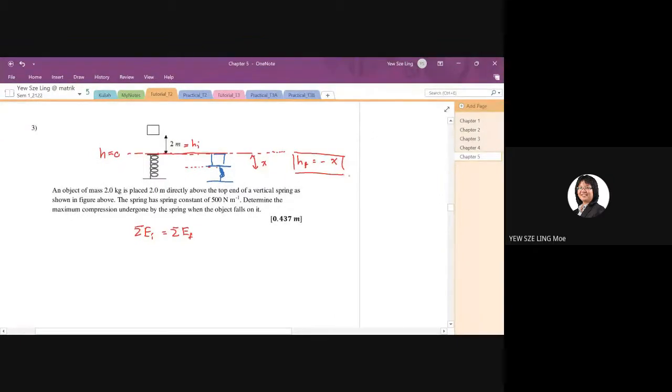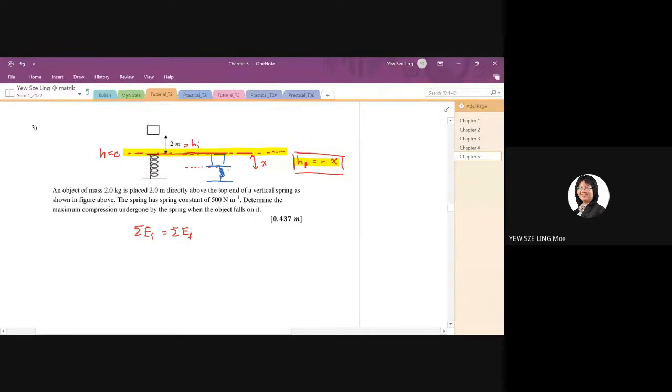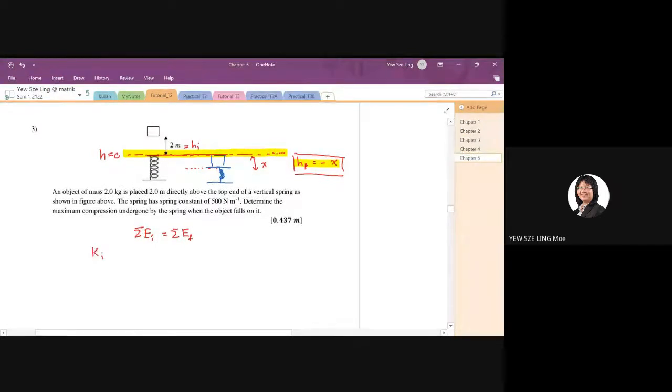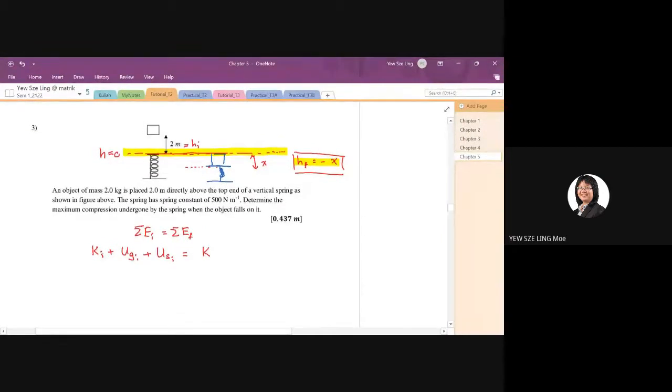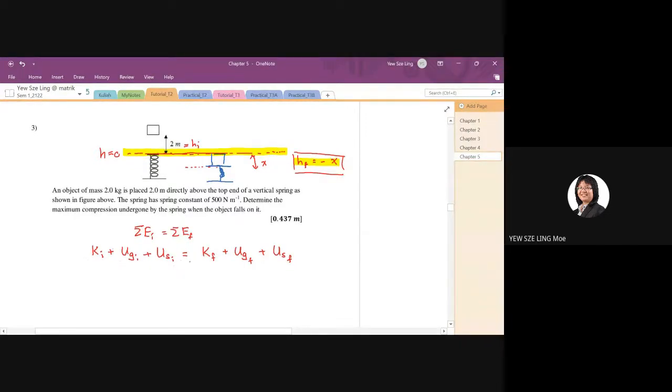I changed the question a little because I want to introduce negative X to you. So you can actually have a negative H if you take here as the 0 position. In the question, it's actually up to you where you want to take H equals 0. Now I take here as H equals 0 so that I can introduce a negative value to you. Now I'm going to expand the equation: K initial plus UG initial plus US initial equals K final plus UG final plus US final. Now I include all of them in my calculation, because I have kinetic energy, potential energy, and also a spring in the question.